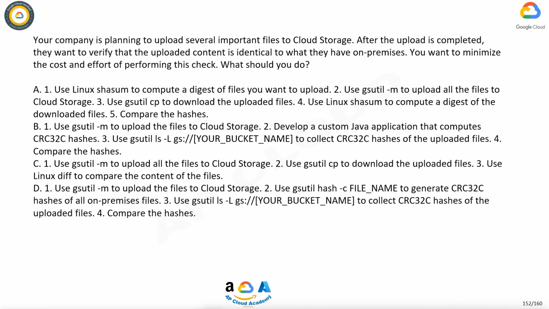1. Use gsutil cp to upload the files to Cloud Storage. 2. Develop a custom Java application that computes CRC32C hashes. 3. Use gsutil ls -L gs://your_bucket to collect CRC32C hashes of the uploaded files. 4. Compare the hashes. C.